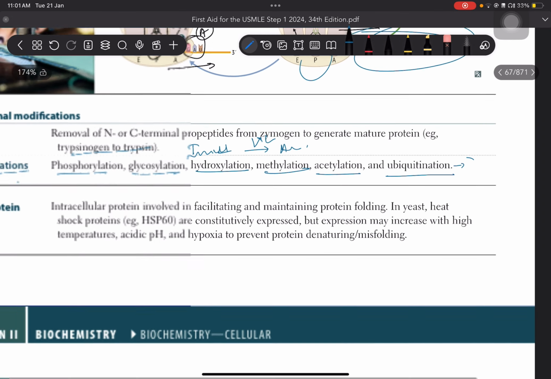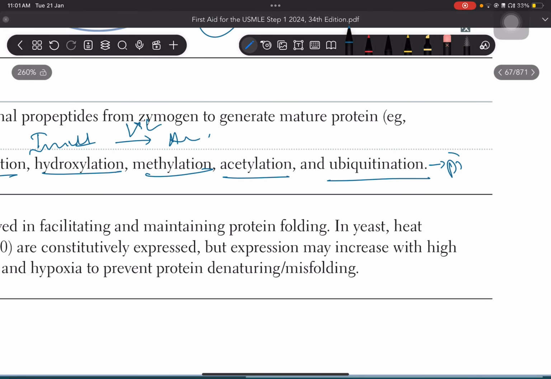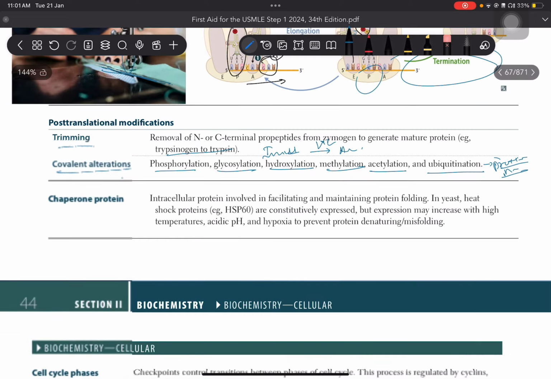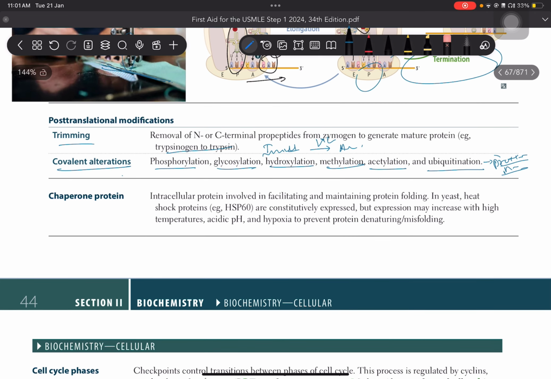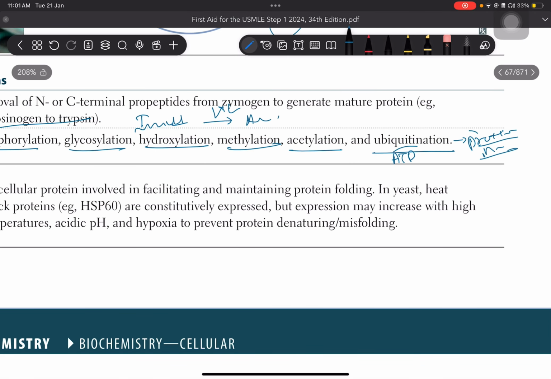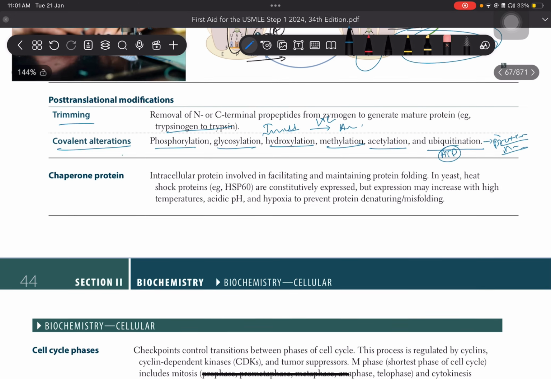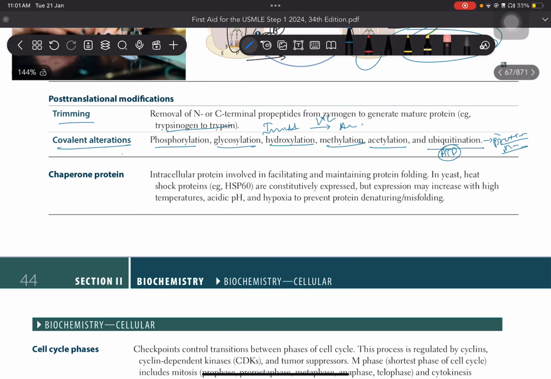Ubiquitination is for protein degradation. Protein folding is an ATP-dependent process. Now you have chaperone proteins. These are intracellular proteins involved in facilitating and maintaining protein folding. In yeast, heat shock proteins like HSP60 are constitutively expressed, but expression may increase with high temperatures, acidic pH, or hypoxia, to prevent protein denaturation or misfolding.